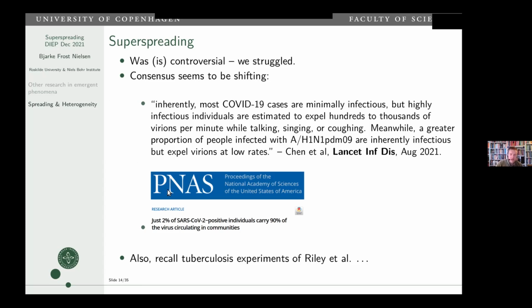And then there's another recent paper in PNAS, where the main message is essentially this: just 2% of SARS-CoV-2 positive individuals carry 90% of the virus circulating in communities. That's one of the most extreme findings I've seen. There are some others we'll look at in a second, but that one is quite extreme.